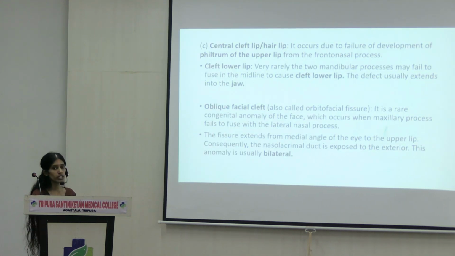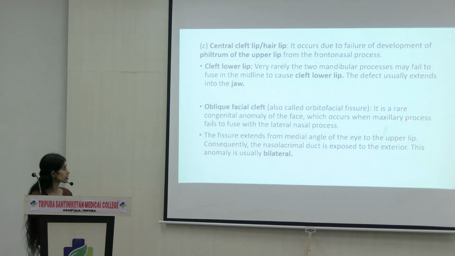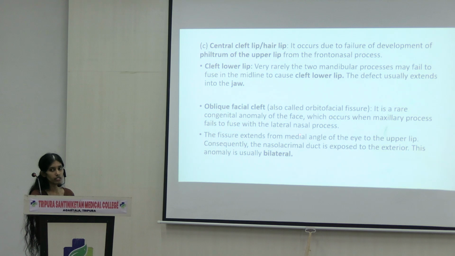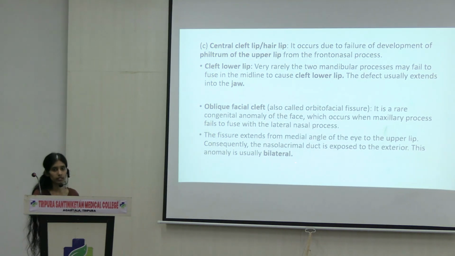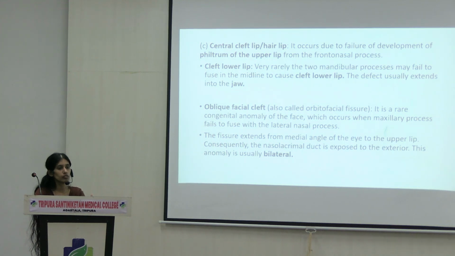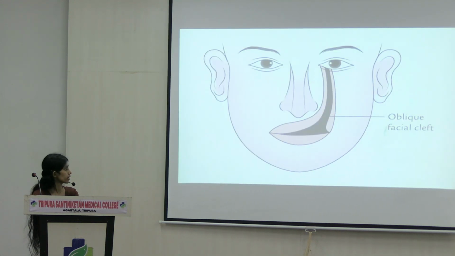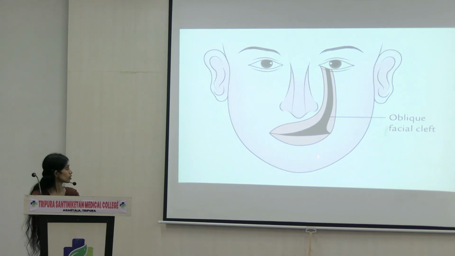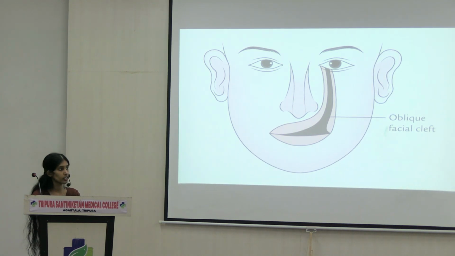Okay. The next one is oblique facial cleft. It is a rare congenital anomaly of the face which occurs when the maxillary process fails to fuse with the lateral nasal process. The fissure extends from the medial angle of the eye to the upper lip. Consequently, the nasolacrimal duct is exposed to the exterior. This anomaly is usually bilateral. What does bilateral mean? It will happen on both sides. In this condition, your maxillary process will fail to fuse with the lateral nasal process. Okay. Here is the picture for your oblique facial cleft. So it is happening from your upper lip region up to your eye region.